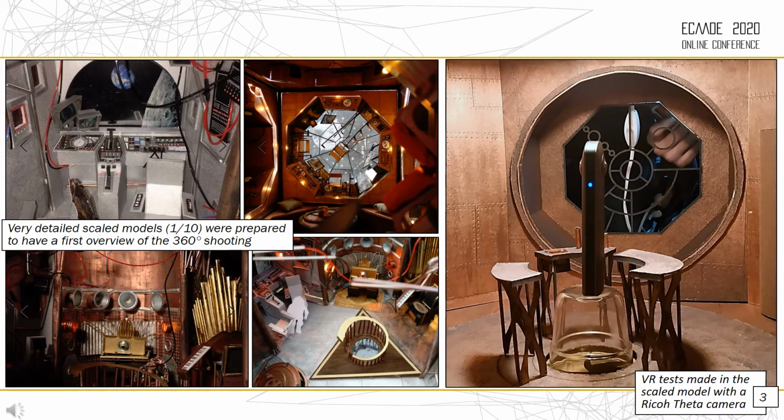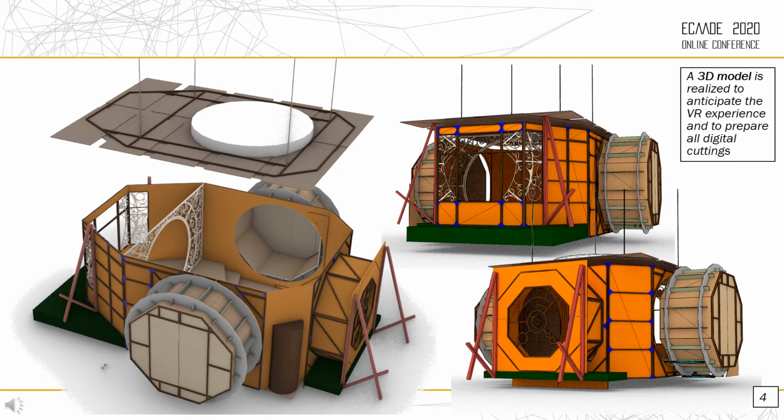In a first step, very detailed models were built. They were used for geometry and light tests with the Ricoh Theta 360 camera. This camera is one of the very rare to be able to film at very short distances. The final aesthetic choices being made, a 3D model is built. It will be used to redo the 360 degrees shooting tests. It will also be used to create the digital cutting files. Each material is identified and quantified as it is also necessary to respect the very tight budget of the project. The 3D model is made in Rhino.